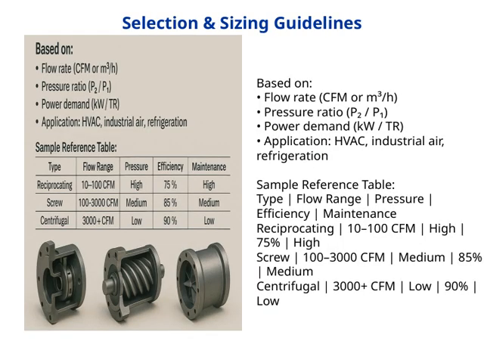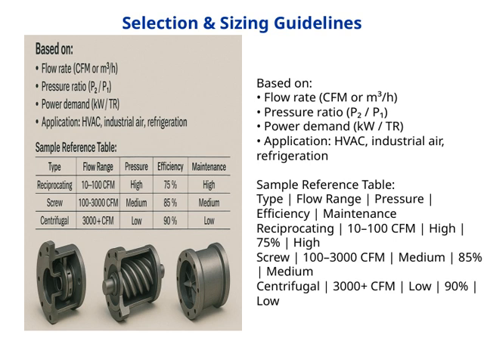Let's take a closer look at the selection and sizing guidelines. When choosing the right equipment, it's crucial to consider several key factors. First, flow rate, which can be measured in CFM or cubic meters per hour, tells us how much air needs to move through the system. Next, we look at the pressure ratio, which is the outlet pressure divided by the inlet pressure, giving us an idea of the pressure differential the equipment must handle.